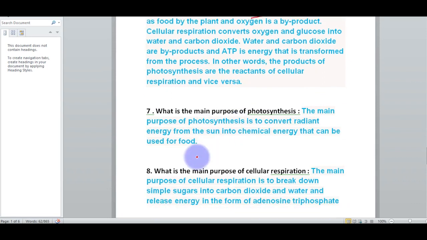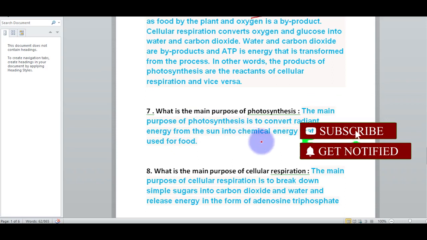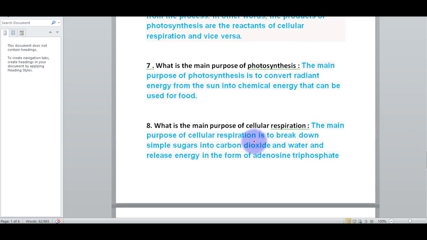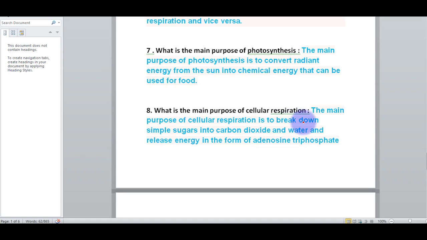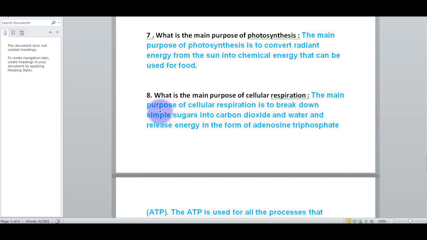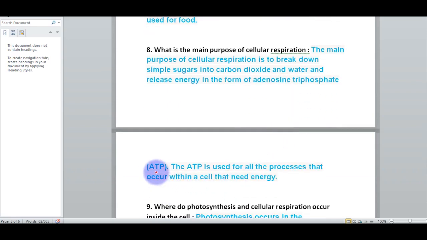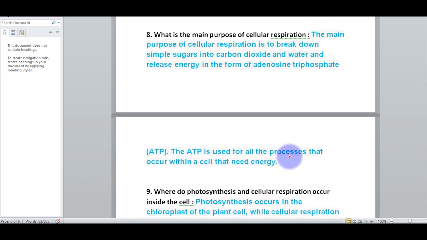So the next is, what is the main purpose of photosynthesis? The main purpose of photosynthesis is to convert light energy, that is, the radiant energy from the sun, into chemical energy that can be used for food. What is the main purpose of cellular respiration? Again, the main purpose is to break down simple sugar into carbon dioxide and water and release energy in the form of adenosine triphosphate, that is ATP, which is the energy form. The ATP is therefore used for all the processes within a cell that need energy.